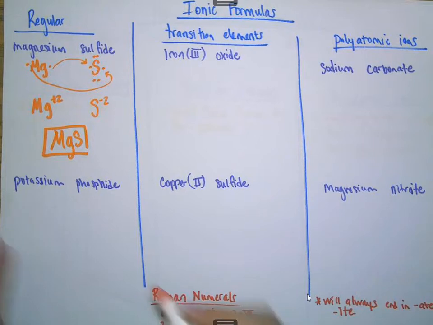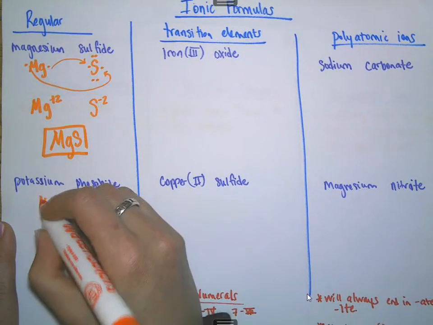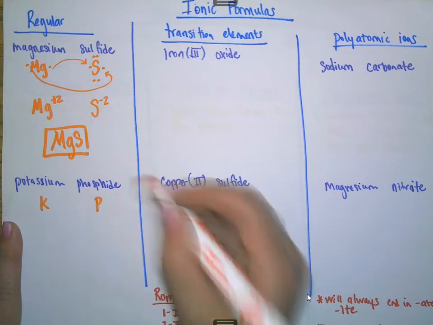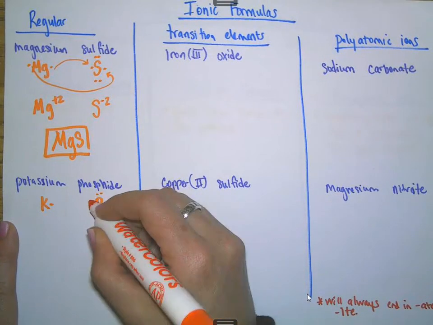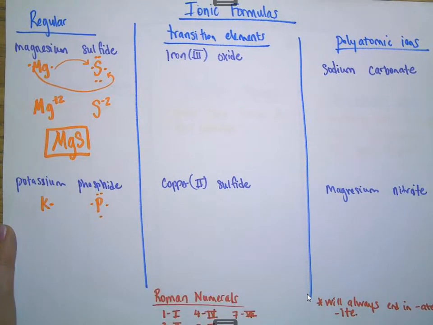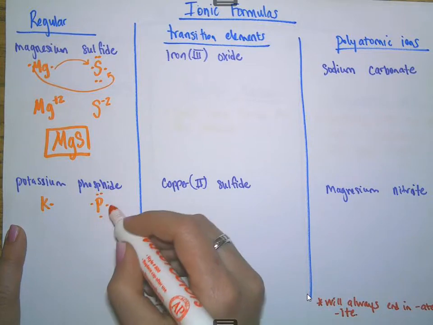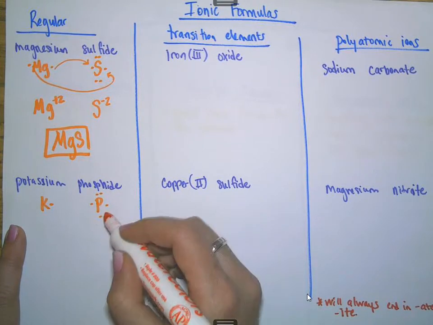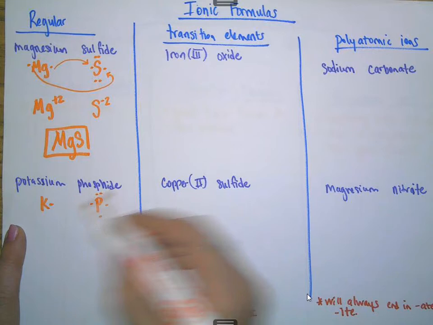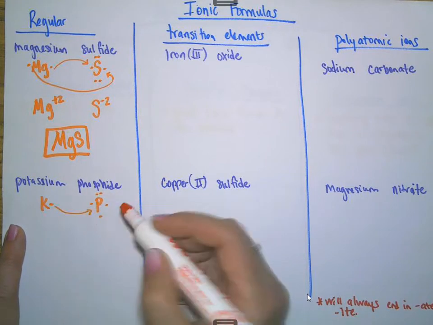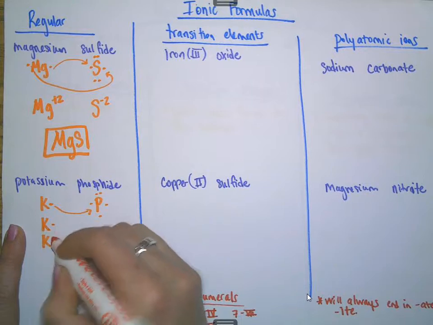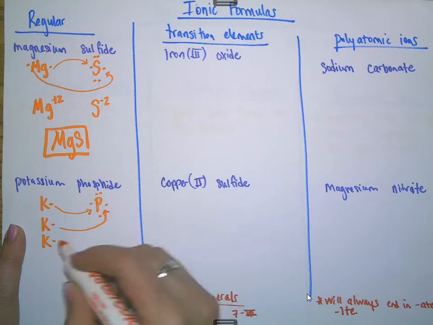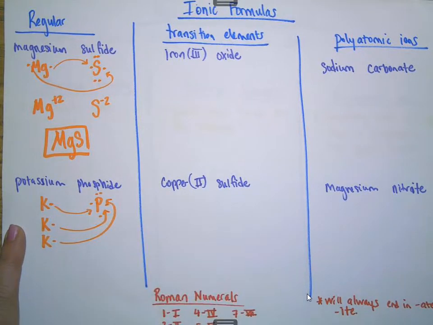Potassium phosphide is another example. Potassium is K, phosphorus is P. Potassium has 1 valence electron and phosphorus has 5. That means phosphorus needs 3 more electrons to get to 8. But potassium can only give 1. So if it gives 1, I still need 2 more electrons. So that's going to take 2 more potassiums to make phosphorus have 8 valence electrons.